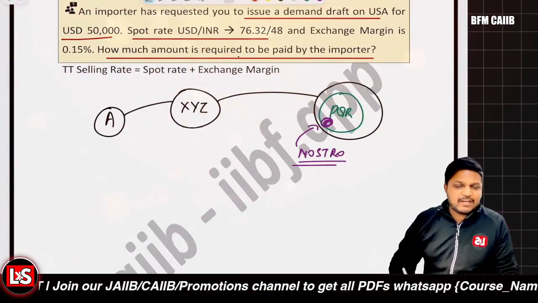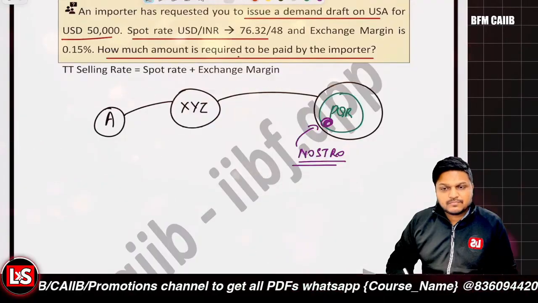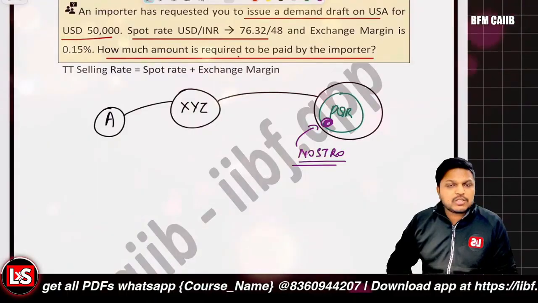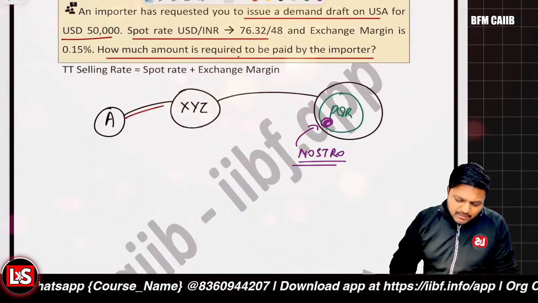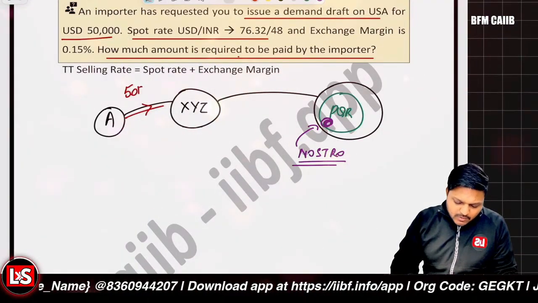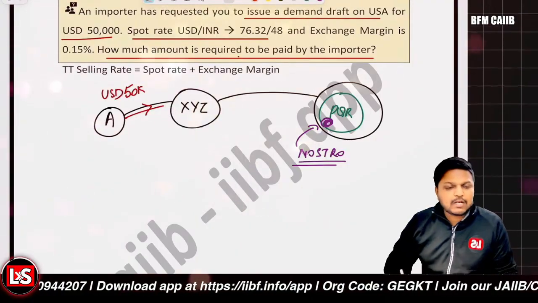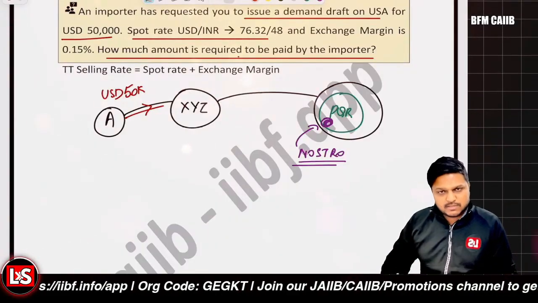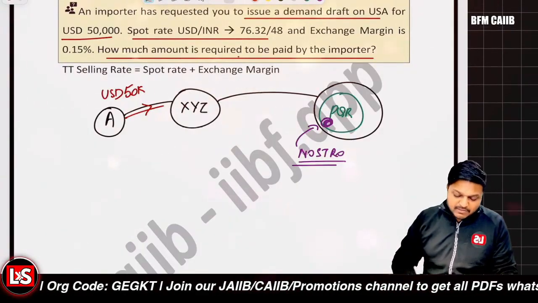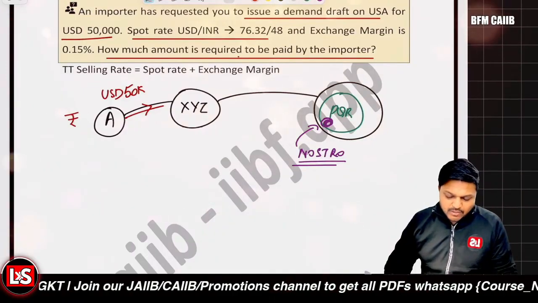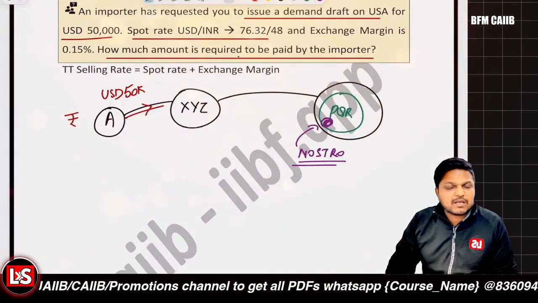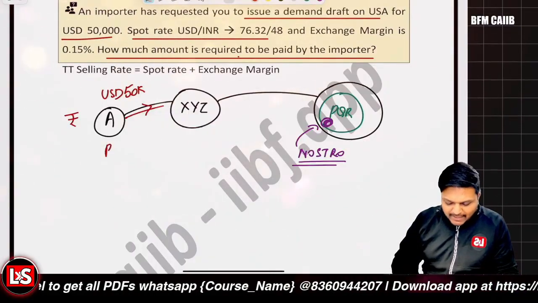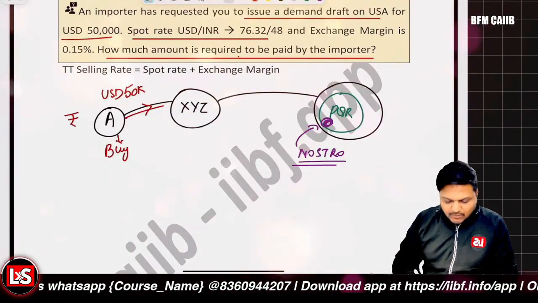But if you look at the very basics of this question, person A wants to remit 50,000 USD. That is only possible if person A is in possession of 50,000 USD, right? And person A has the money in INR, because we want to say what amount is required to be paid by the customer. So person A has INR and wants to buy USD.